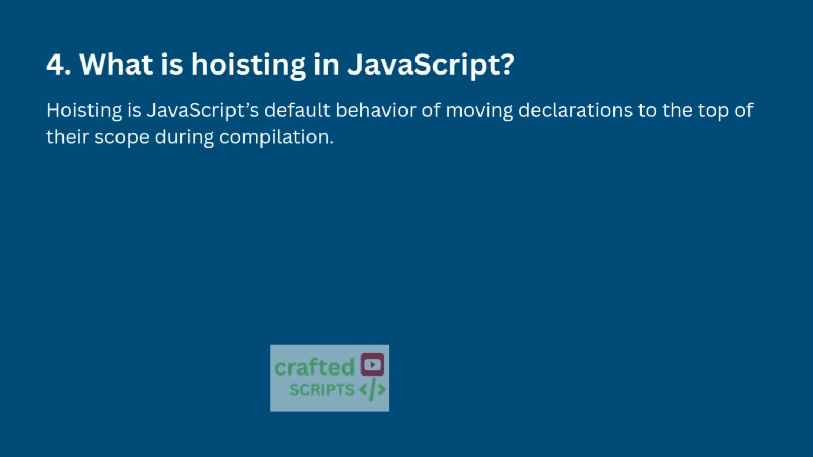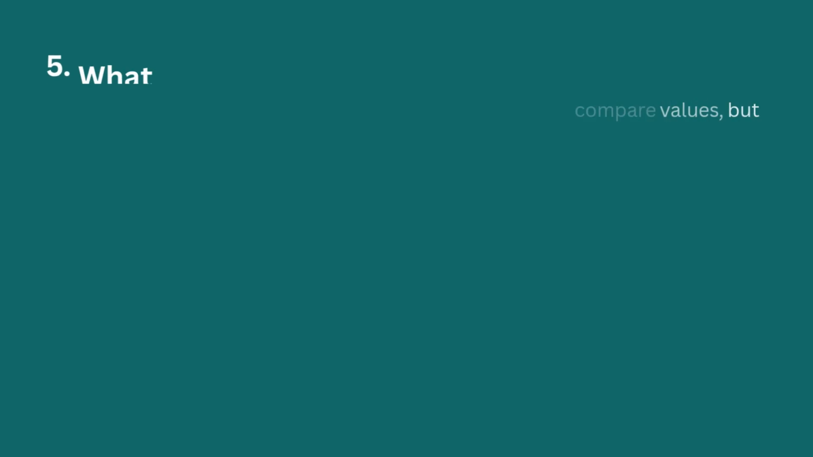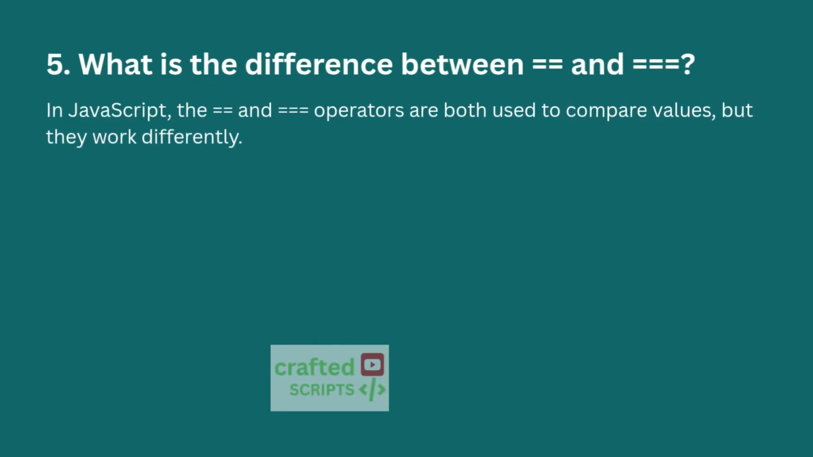Question number 4. What is hoisting in JavaScript? Hoisting is JavaScript's default behavior of moving declarations to the top of their scope during compilation. Question number 5. What is the difference between == and ===?